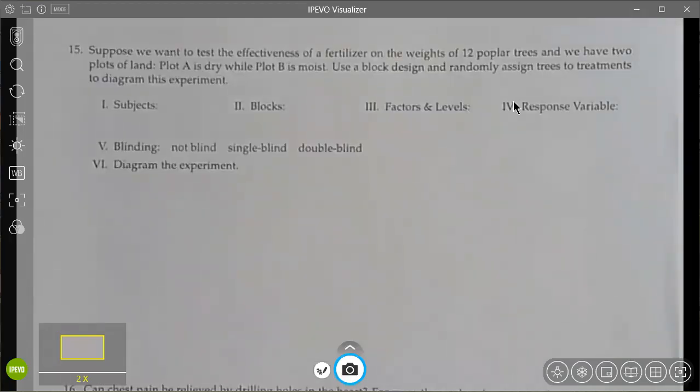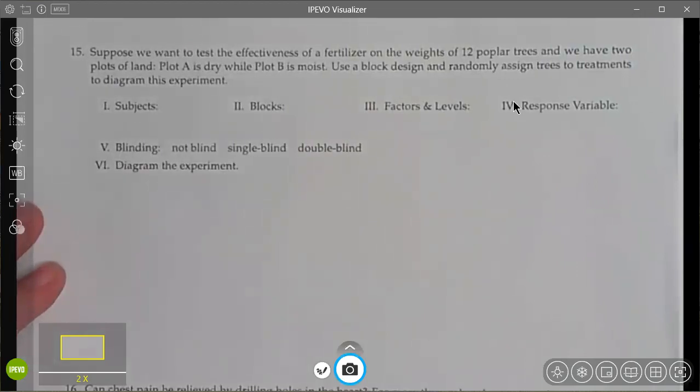All right, let's take a look at number 15. So suppose we want to test the effectiveness of a fertilizer on the weights of 12 poplar trees, and we have two plots of land. Plot A is dry while plot B is moist. Use a block design and randomly assign trees to treatments to diagram this experiment.